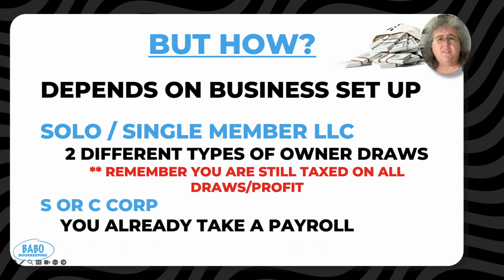Now, if you happen to have a C Corp or an S Corp, you already have a payroll and you're already on the payroll, in which case you are just going to do your normal payroll that you do. You just want to classify it as employee time if that's exactly what it is. And then you'll have your distributions that you take at the end of the day with your business.